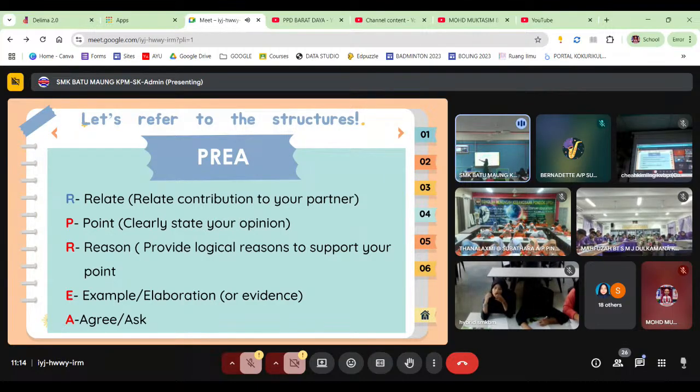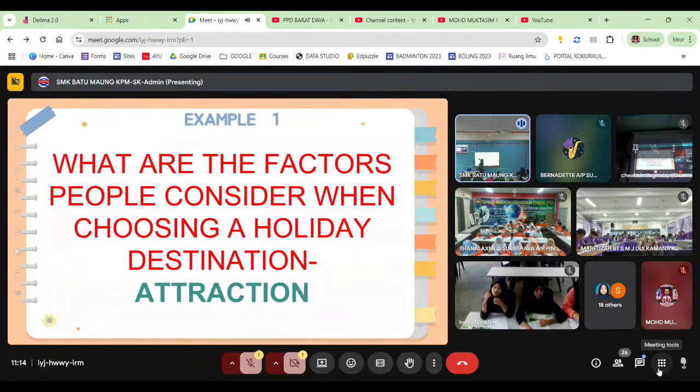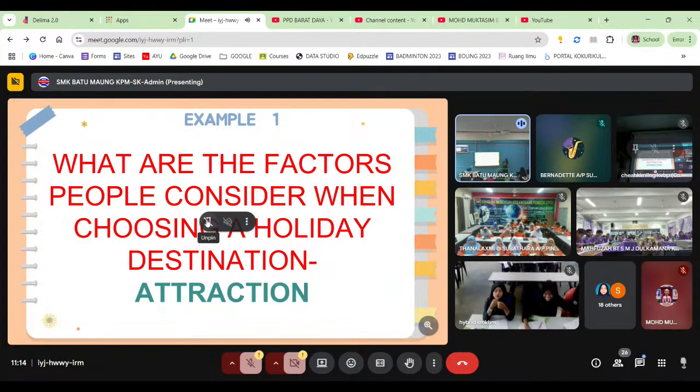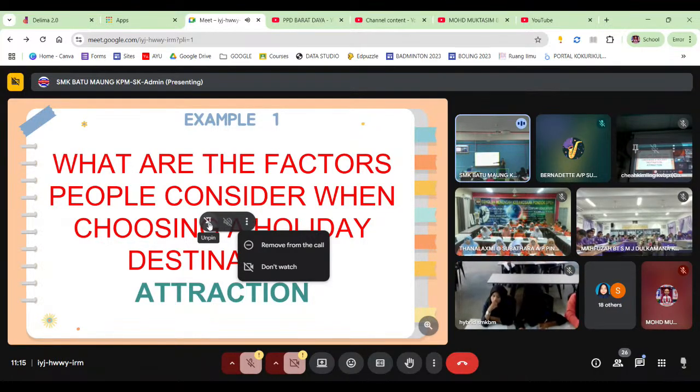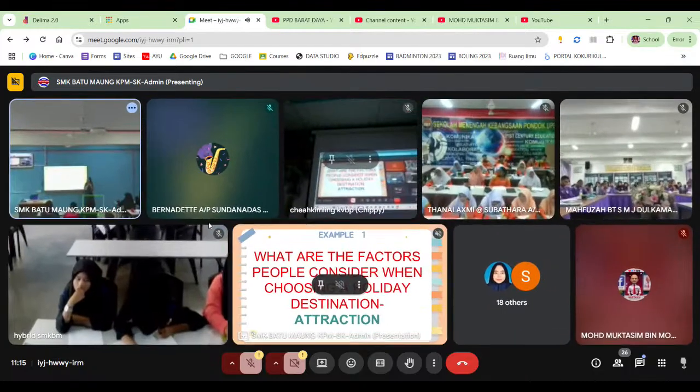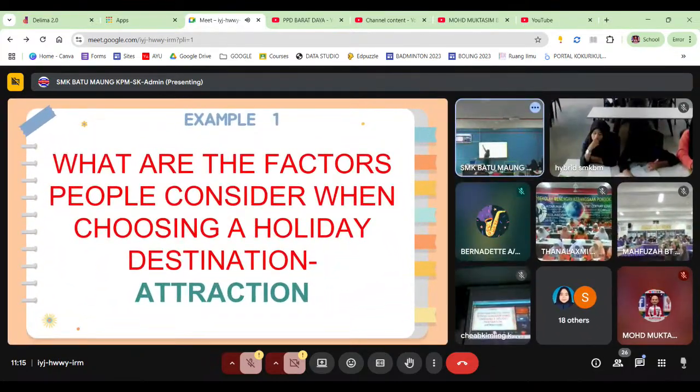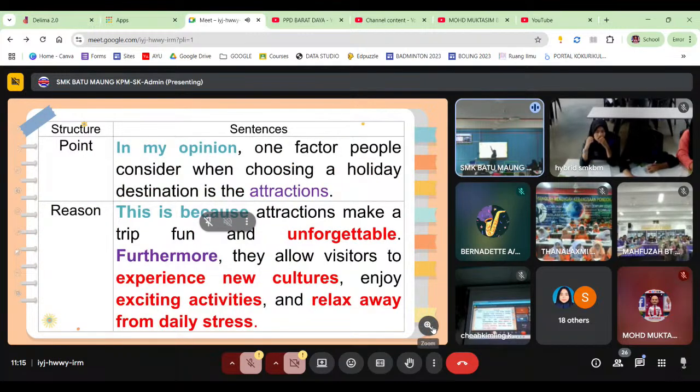Okay, I'm going to explain using an example here. This is the discussion question. What are the factors people consider when choosing a holiday destination? That is the discussion question. And I have chosen one point, which is attraction. All right. Let's look at the structure. This is how you structure your response.